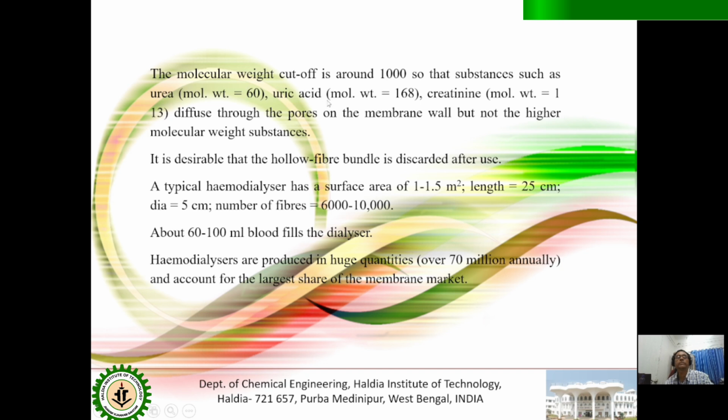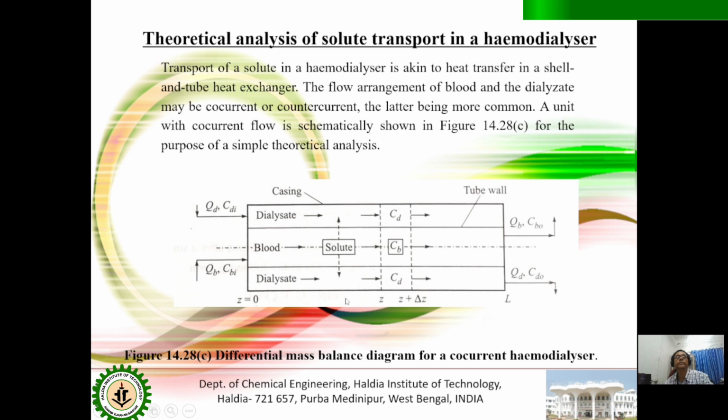The molecular weight cutoff may be about 1000, and the typical hemodialyzer has a surface area of 1 to 1.5 square meters, length of 25 centimeters, diameter of 5 centimeters, number of fibers maybe 6,000 to 10,000, and about 60 to 100 milliliters of blood fills the dialyzer. Hemodialyzers are produced in huge quantity, over 70 million annually, and account for the largest share of the membrane market.